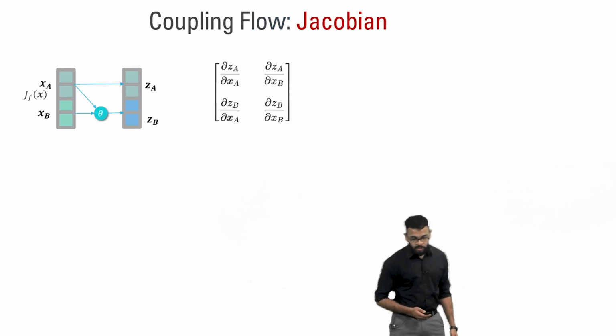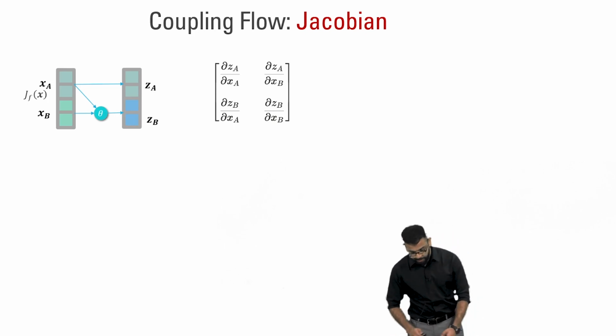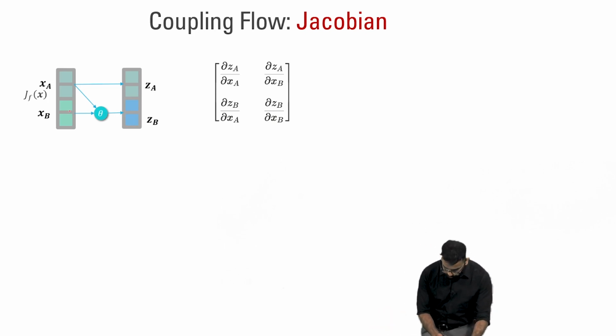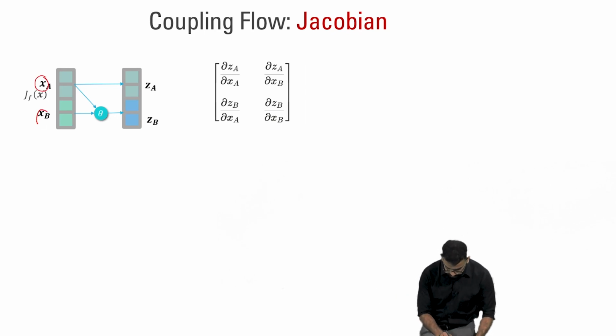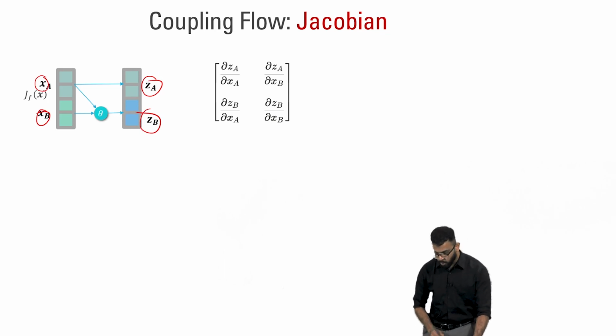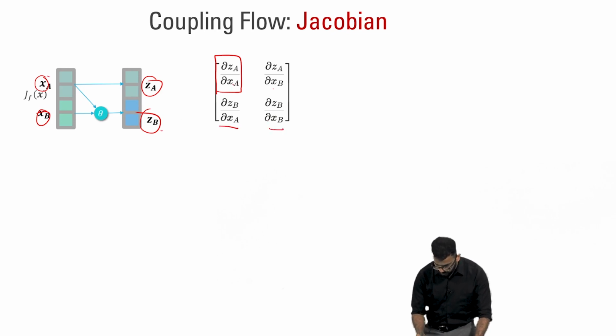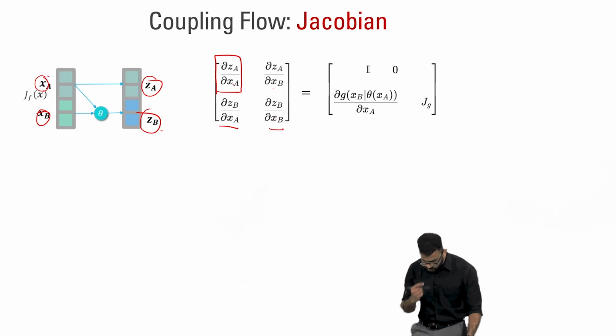But let's also see what the Jacobian of this transformation looks like, right? So what you really have is two halves. I'm going to divide the entire set of features into two halves. I'm going to call them XA, XB, and the corresponding transformations ZA, ZB. Now, if I compute the Jacobian for this transformation, I am basically differentiating each of these outputs with respect to the input. So I'll have a component that differentiates ZA with respect to XA, a component that differentiates ZA with respect to XB, that differentiates ZB with respect to XA, and ZB with respect to XB. Right? Now, how does this look?